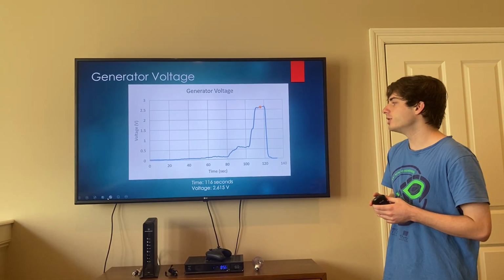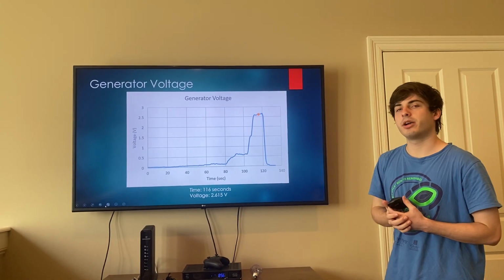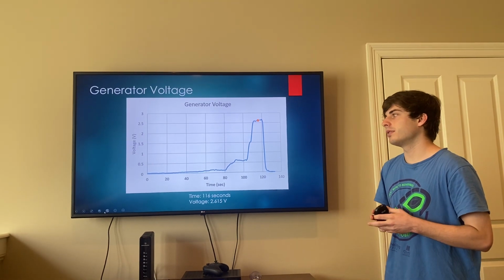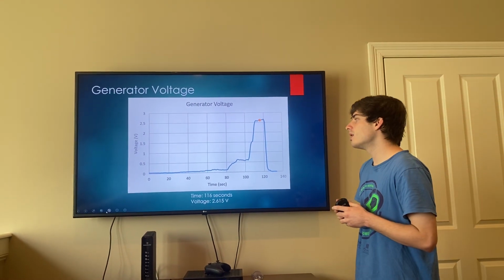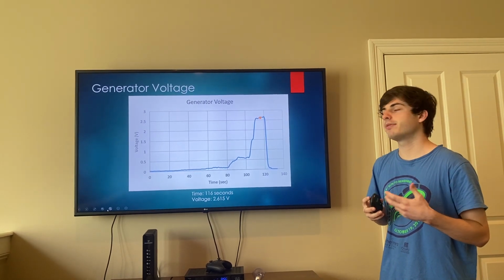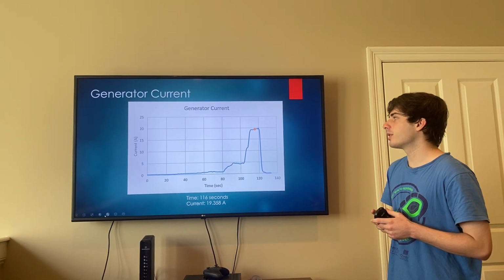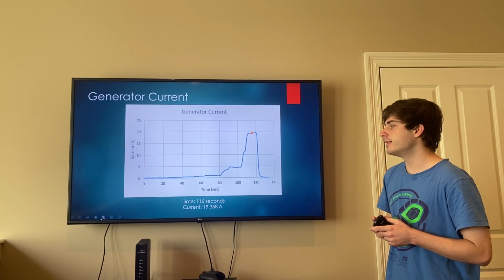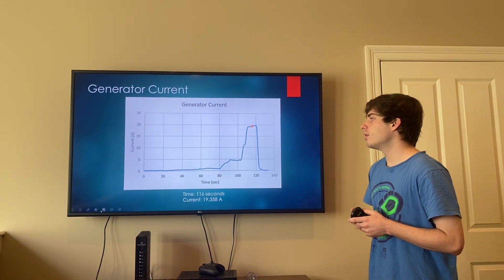Our generator voltage came out to be 2.6 volts at our peak value, which started at a little above 0 volts, as the generator required more voltage as it began to spin faster and faster. Same thing with our current. We got a peak value of 19.3 amps over time.